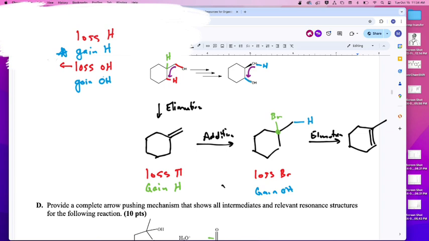Okay. Now what needs to happen? I need the loss of the pi bond. I need that gain of the OH back, and gain of a hydrogen. And if we look at that sum total, that looks an awful lot like what kind of a reaction? An addition. This sets us up with work that allows us to now think about what reagents we could use to navigate this process.